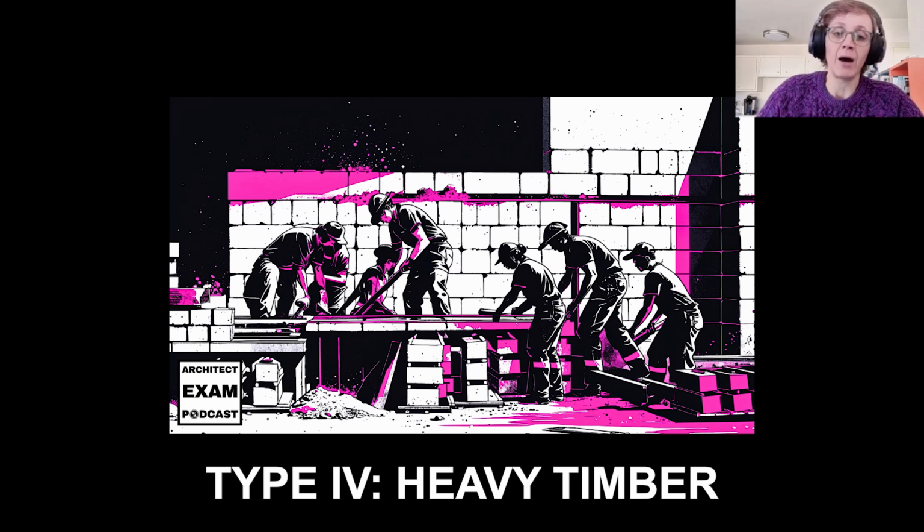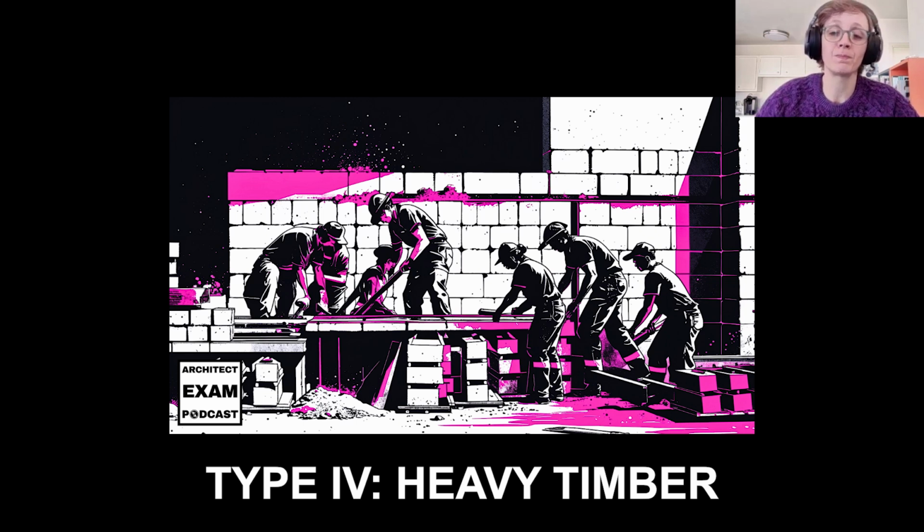Now, just like the other types, where can I see this type 4 construction? Historically in factories, mills, and churches. Today in modern mass timber buildings, we think about breweries, trendy offices with exposed wood structure. Type 4 traditionally didn't have subtypes, but newer codes have added some variations for taller mass timber buildings. And heavy timber is experiencing a renaissance in modern architecture due to sustainability benefits and also the warm aesthetic of exposed wood structure.